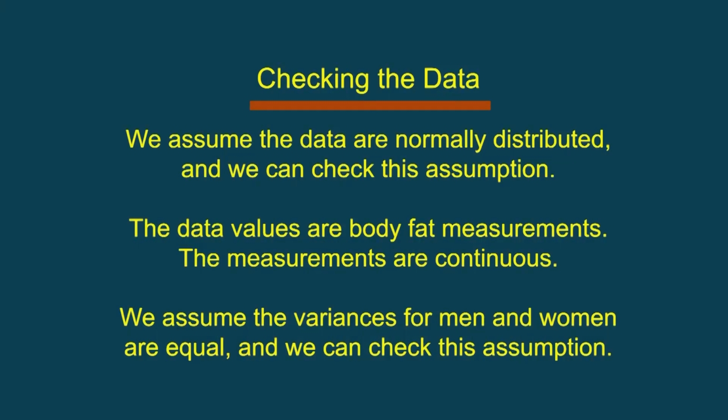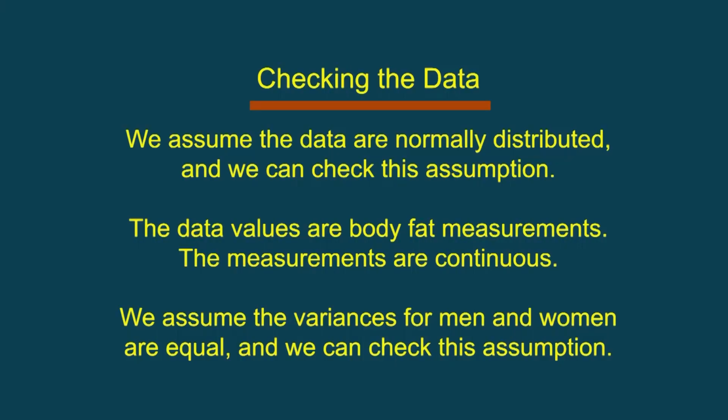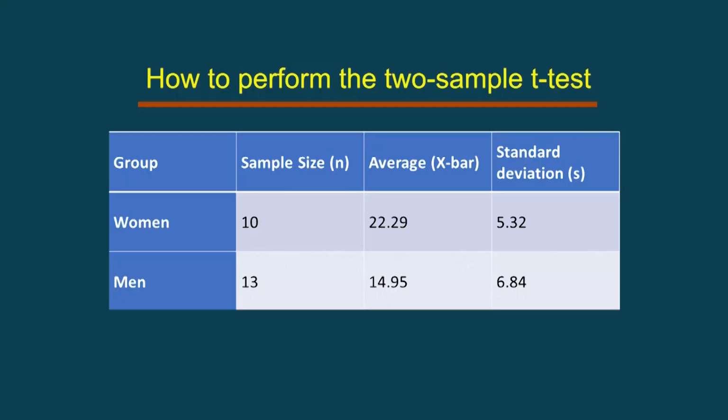We assume that the data are normally distributed, which is another essential assumption, and we can also check this assumption. The data values are body fat measurements, so the measurements are continuous. So it is also satisfying the requirement. We assume that the variances for male and female are equal, that is, we assume that the homoscedasticity assumption is satisfied. The next question is, how will we perform this test?